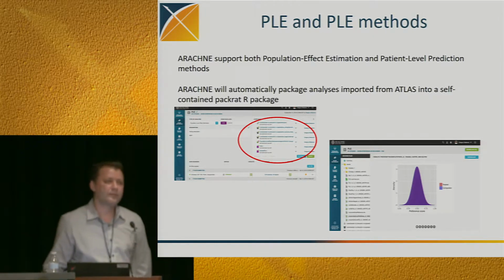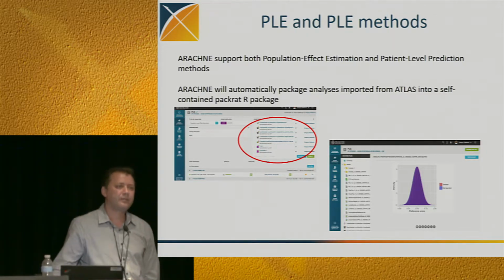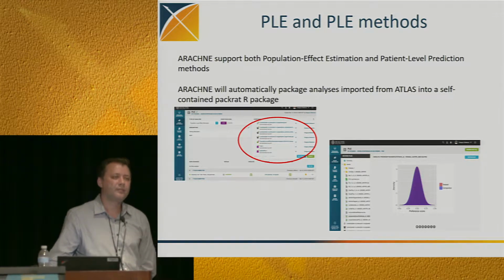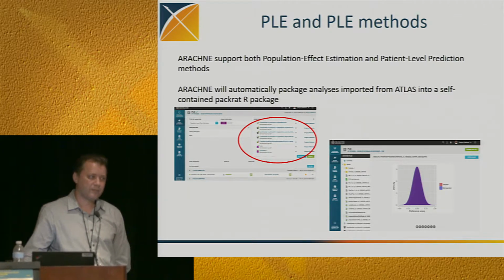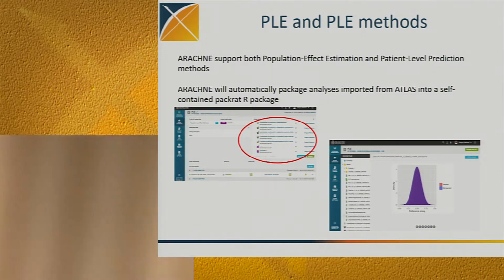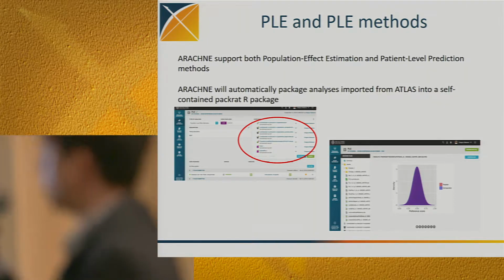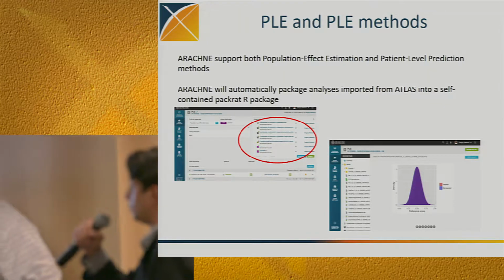Question back here. I know that the end goal is to get summary level results, but I'm curious about IRBs and informed consent, HIPAA authorization, and if there's a process to manage that through Arachne.